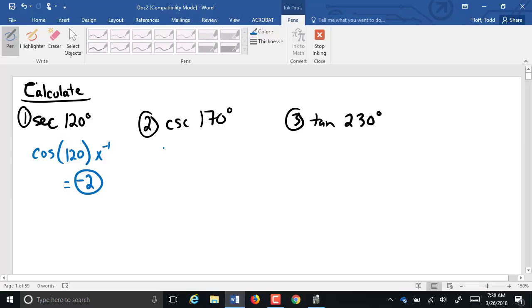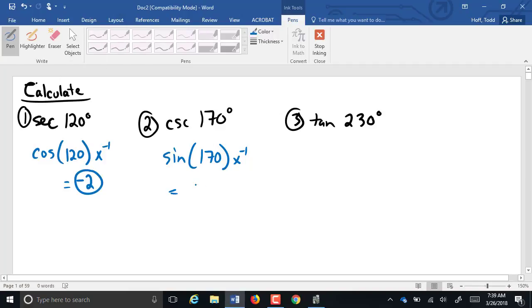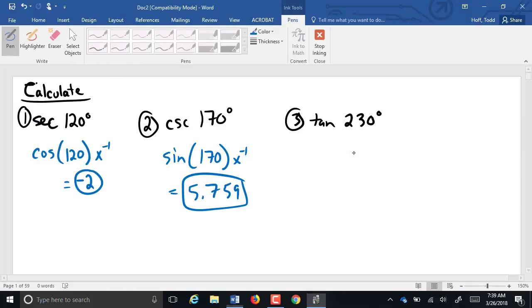Cosecant of 170, we do that by using what? Sine of 170, inside or outside with the x negative 1? Outside. Which is going to give us 5.759. Tangent of 230 degrees. Well, that's just tangent of 230 degrees. 1.192.